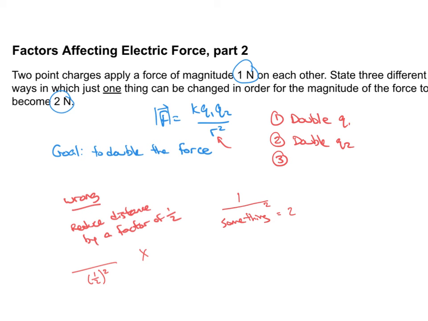So that's something. You can do algebra if you want and rearrange things. That something ends up being 1 over root 2. You can cross multiply, square root both sides, you get 1 over root 2. So method 3 would be to reduce the distance by a factor of 1 over root 2.